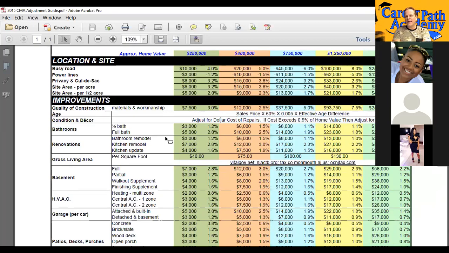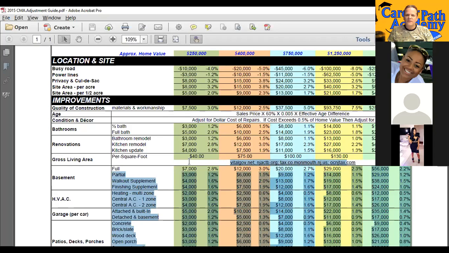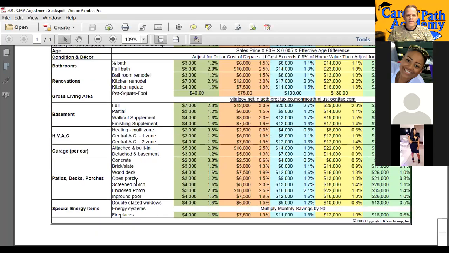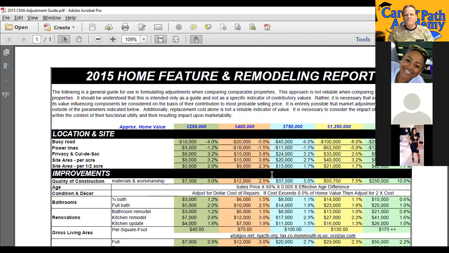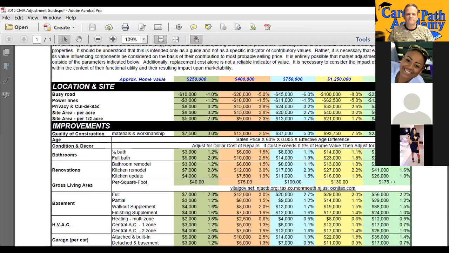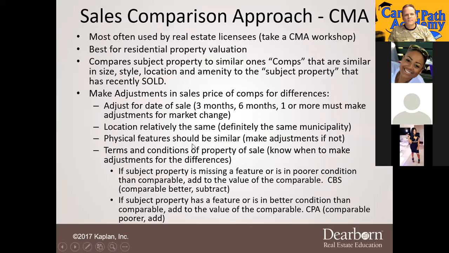You get a lot out of this class. You really do. I mean, it's being taught to you by a group of appraisers. And they give you some other resources here. You see this vital.net. This is New Jersey tax. Here's a taxing system in Monmouth County that I gave you, and here's another one. Right. Just some of the resources that the appraisers use too. So basically, you make adjustments in the sales price of the comps for the differences.